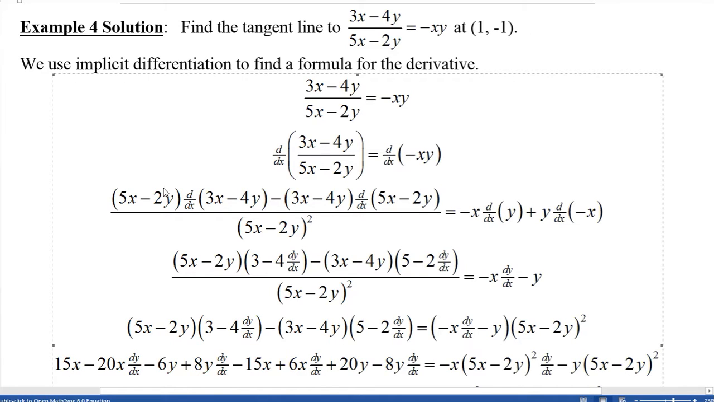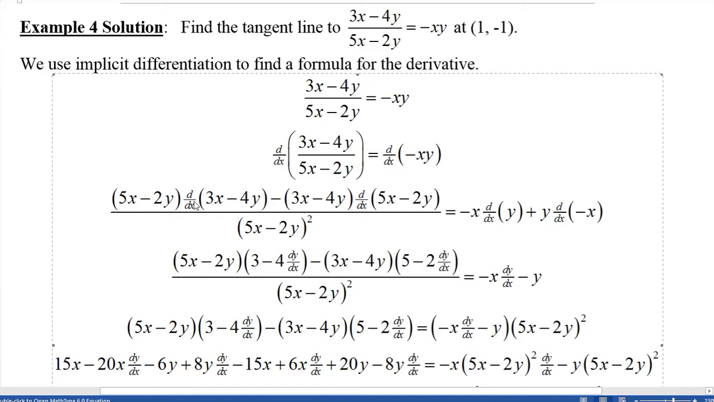So here we're going to use the quotient rule, so it's the bottom times the derivative of the top minus the top times the derivative of the bottom over the bottom squared. On the right side, that's for the left. For the right side, we'll use the product rule. So it's the first, negative x, times the derivative of the second, which is dy over dx, plus the second, y, times the derivative of the first. The derivative of negative x is just minus 1. Minus 1 times y is minus y.